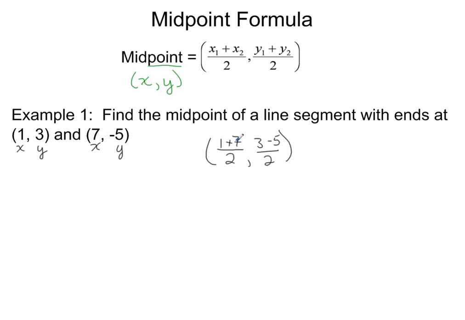All right, so 1 plus 7 is 8, divided by 2 is 4. 3 minus 5 is negative 2, divided by positive 2 is negative 1. So the midpoint between these two endpoints is (4, -1).